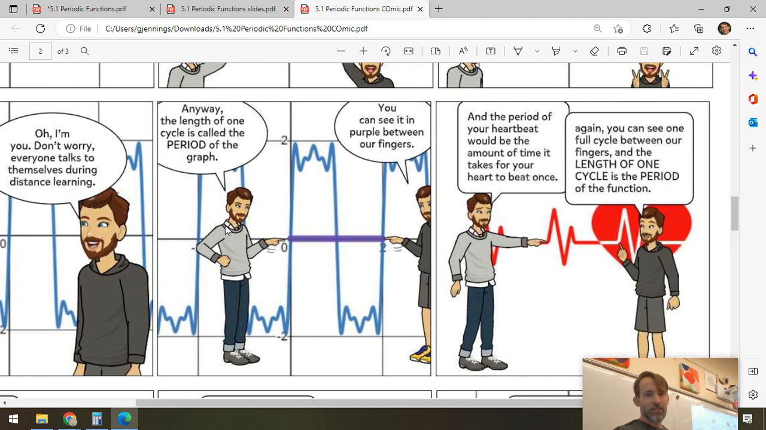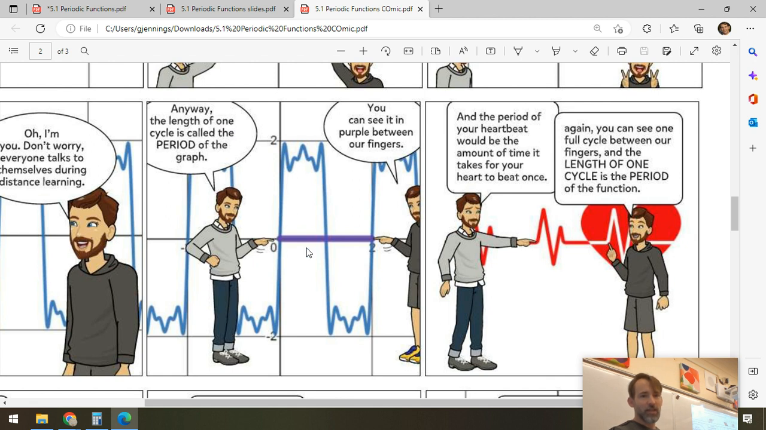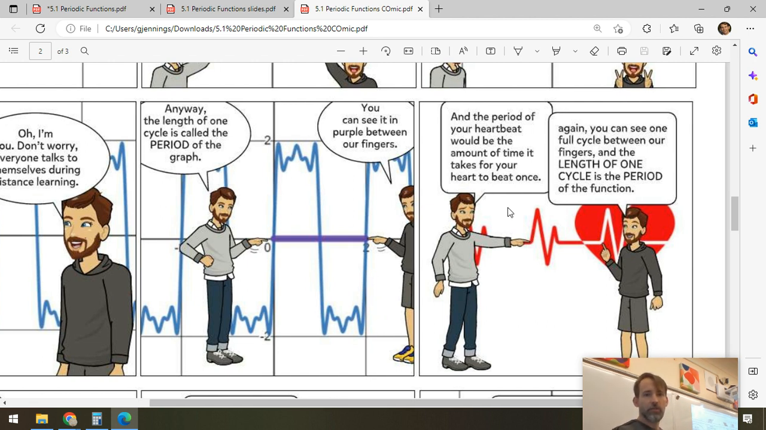Myself included. So anyway, the length of 1 cycle is called the period of a graph. So here you can see the period. It's in purple between my finger and my finger there. So if you find the length of 1 cycle, that would be the period. Okay? And the period of your heartbeat is the amount of time it takes for your heart to beat once, and then it rests a tiny bit of time before the next heartbeat starts. The little rest in between a heartbeat would be part of the period.